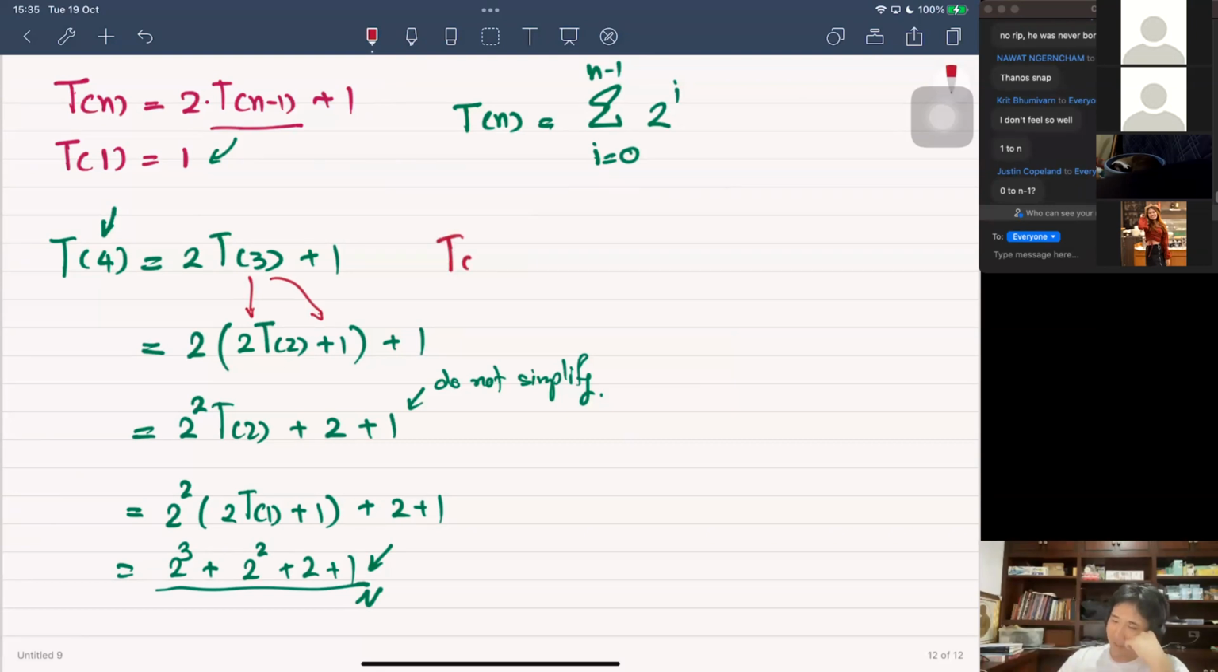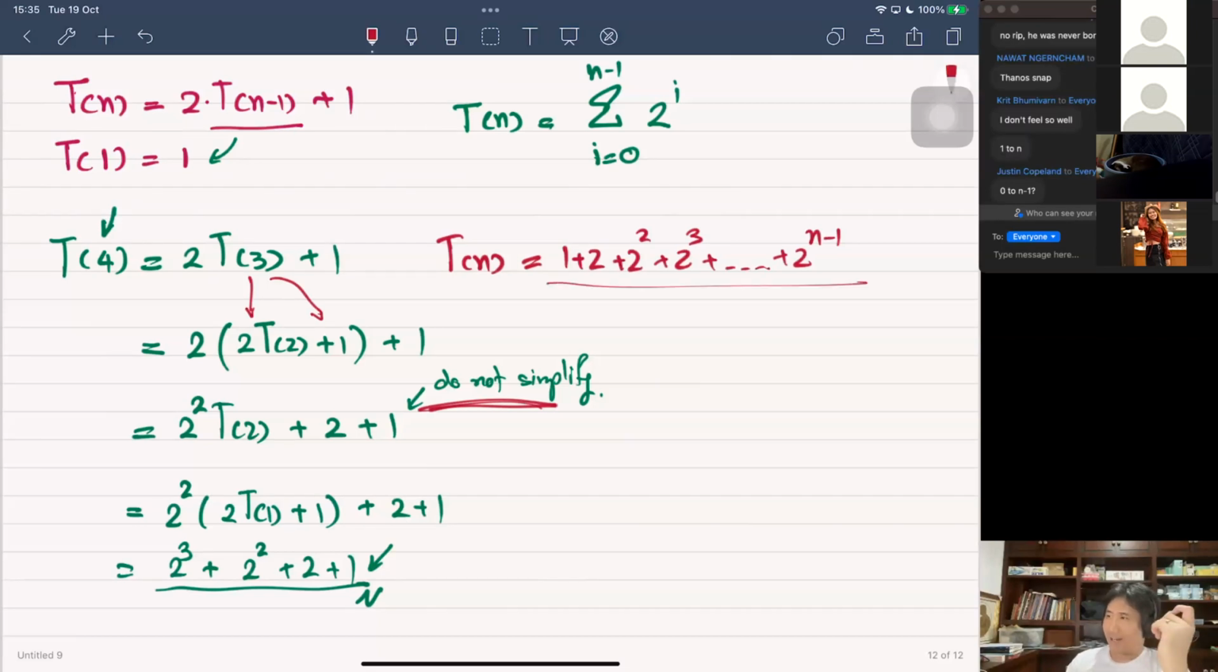So let's guess the following. T of n is 1 plus 2 plus 2 to the second plus 2 to the third plus dot dot dot plus 2 to the n minus 1. How do we find the closed form formula for this though? This is why I also tell you not to simplify, because you should get it as a sum of some sort. What do we need to do to figure out the value of T of n? Anyone has a good suggestion?